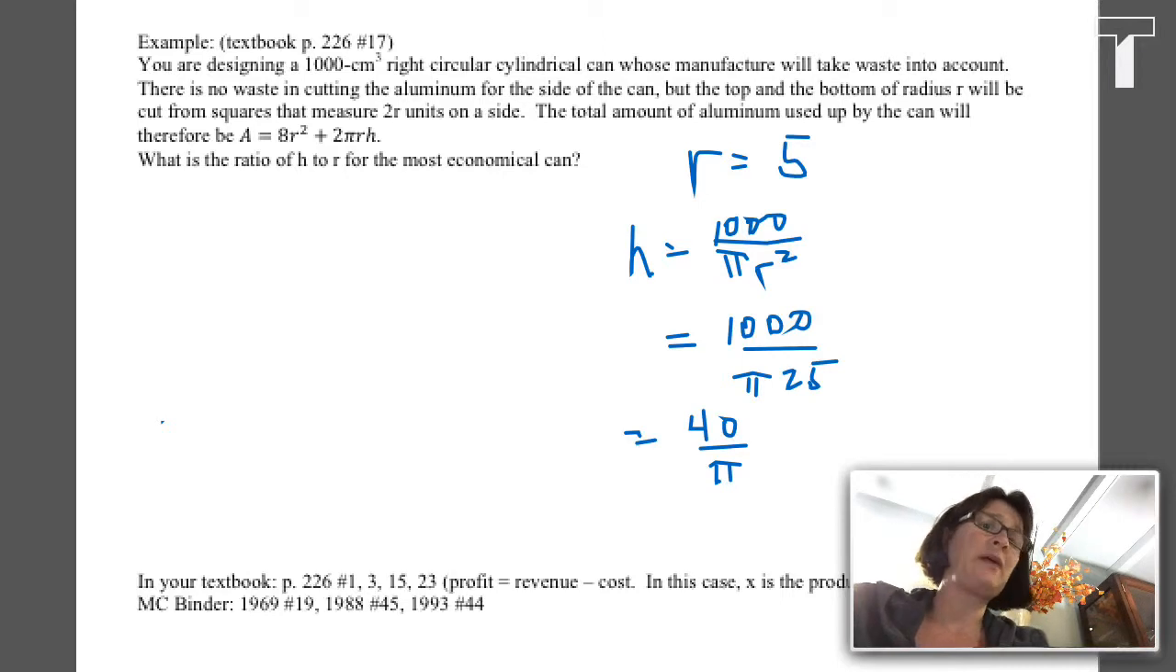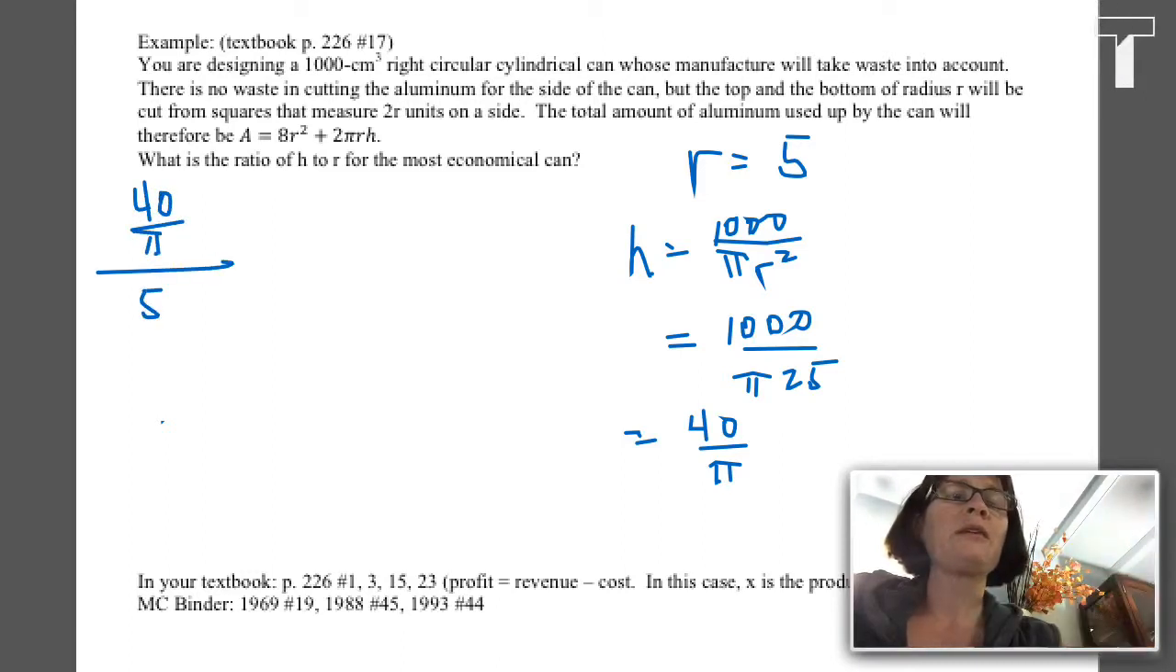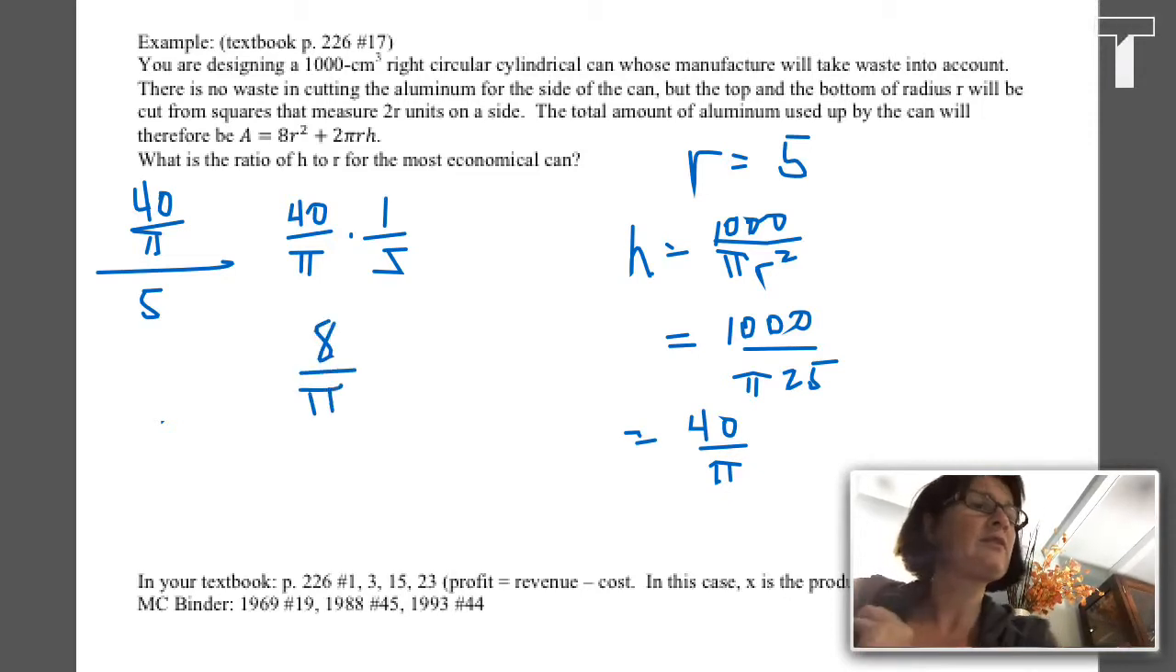I was asked to find the ratio of H to R. Ratio just means fraction. So I'm going to make a fraction out of H, which was 40 over pi, over R, which was 5. I can simplify that. That's 40 over pi times 1/5, which makes 8 over pi. You can check that that's the answer in the back of your book.